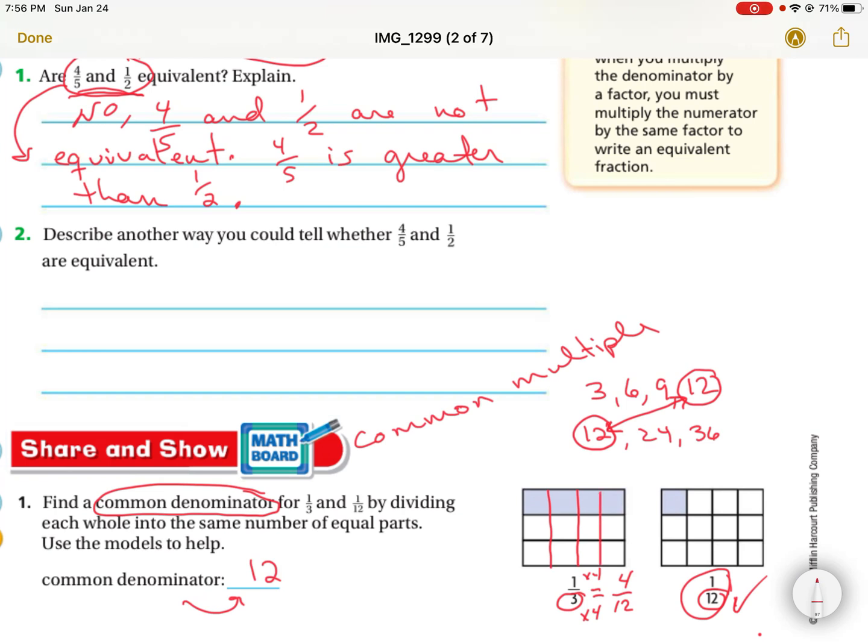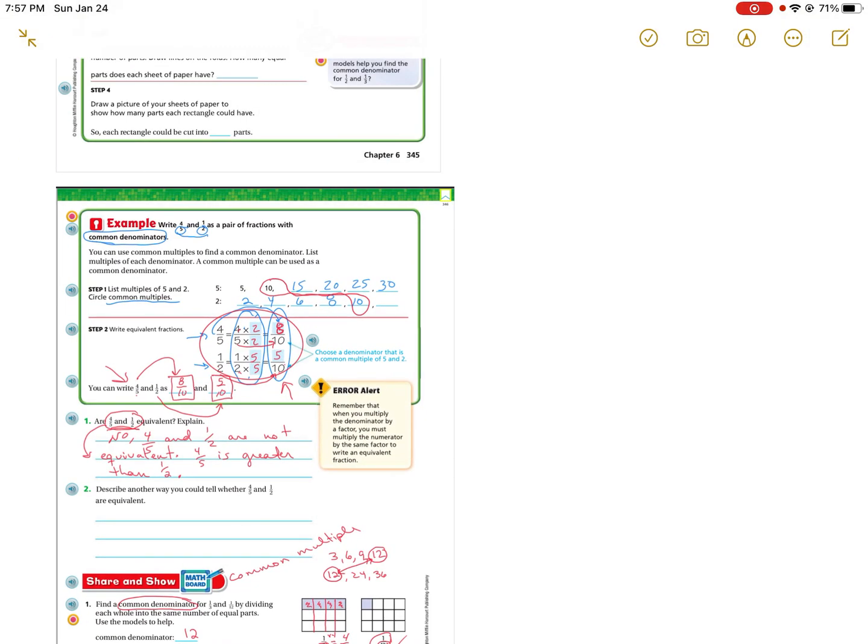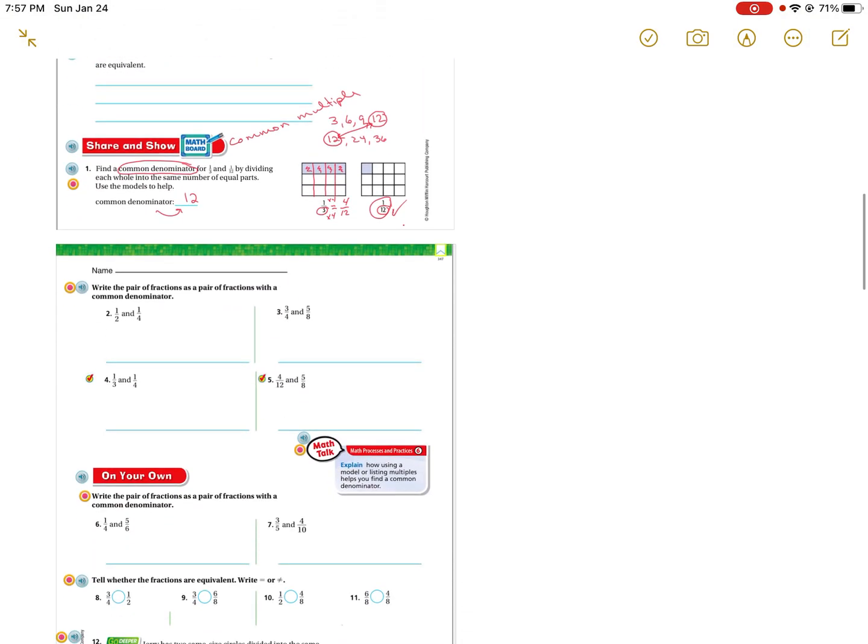I'm cutting it into four more larger chunks, and you can see that 1/3 is equal to 4 12ths. Now they're easy to compare, and I can tell that 1/3 is larger than 1 12th. Okay? All right, so let's keep going. Let's keep thinking about it. Go to the next page.